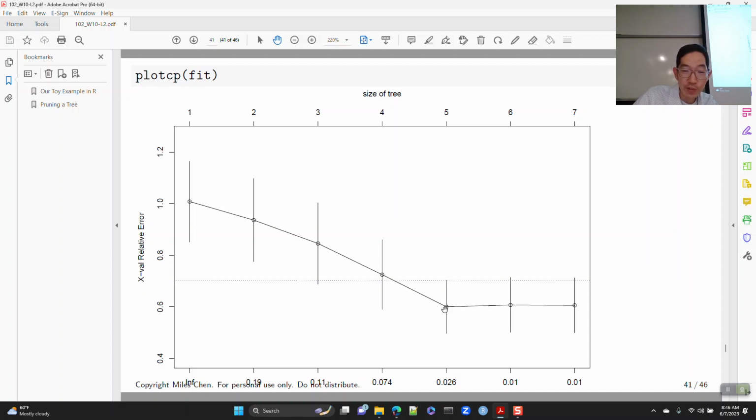But if you go from 5 down to 4 nodes, the cross-validation error is more than 1 standard error away from the minimum cross-validation error. So our minimum cross-validation error for this run happened with 5 nodes, and that would be the size of the tree that we would pick.